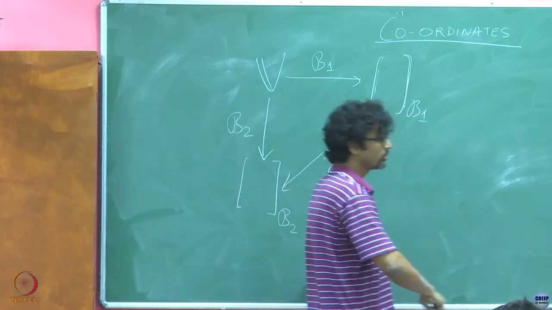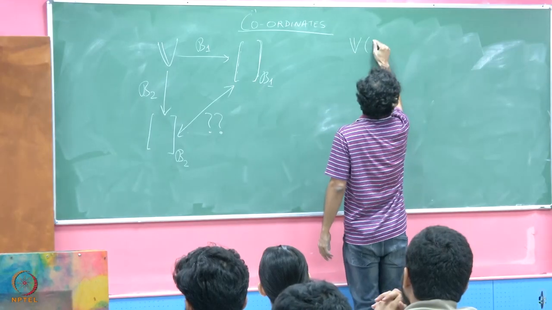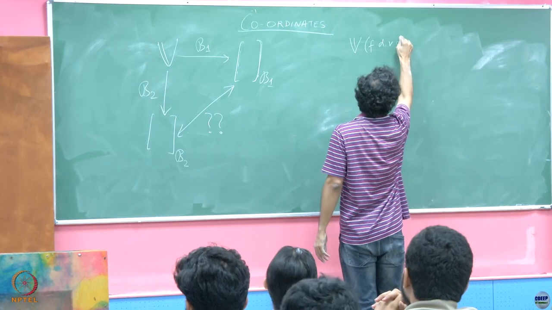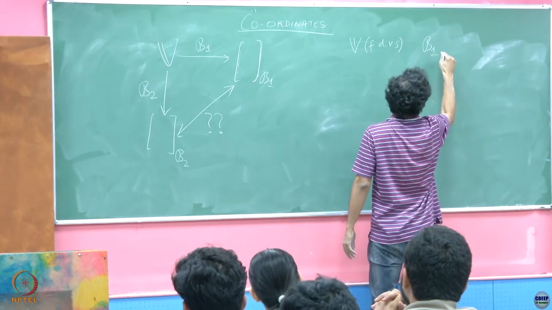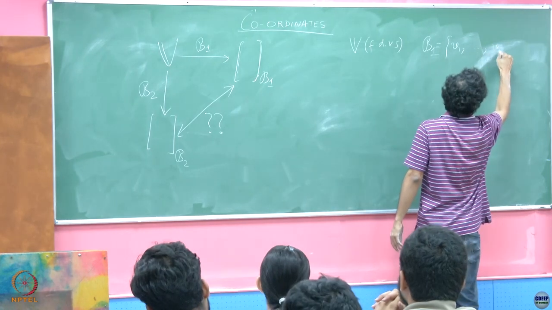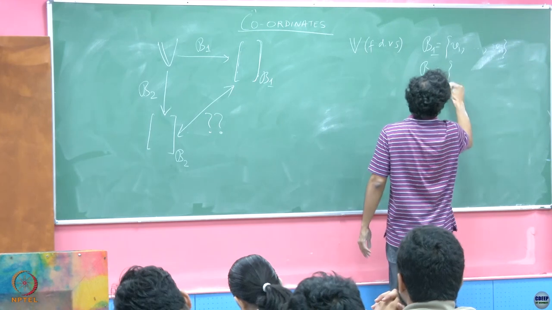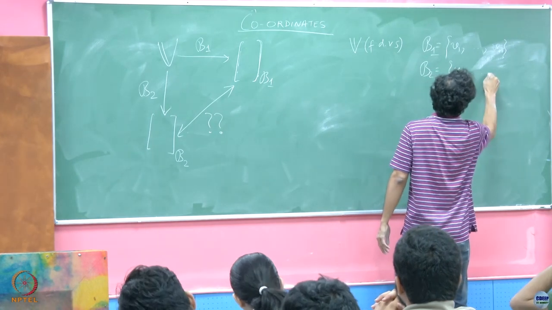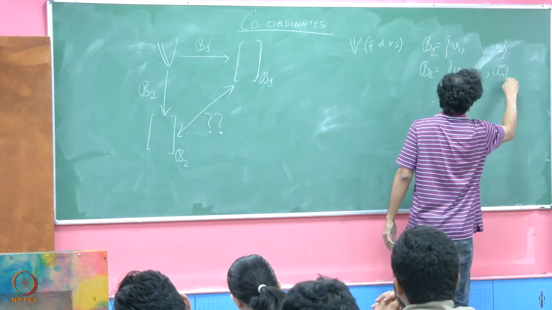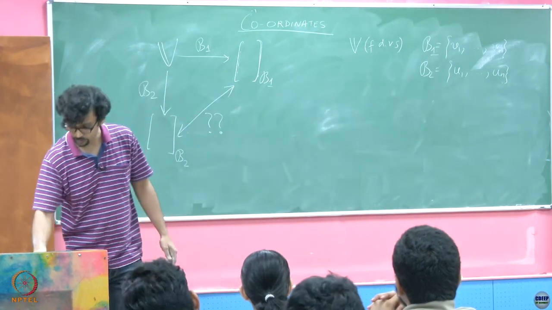So how do we go about this? Let's say you have vector space V, of course, a finite dimensional vector space, and you have the basis B1, which is V1 till Vn, and a basis B2, which is, let's say, U1 till Un, okay? So we'll stop here for this module, and we'll carry on with this proof in the next.